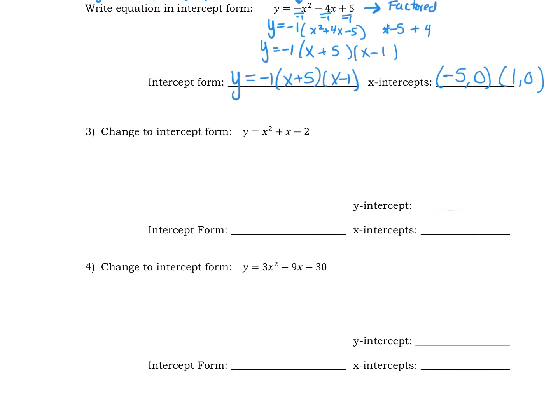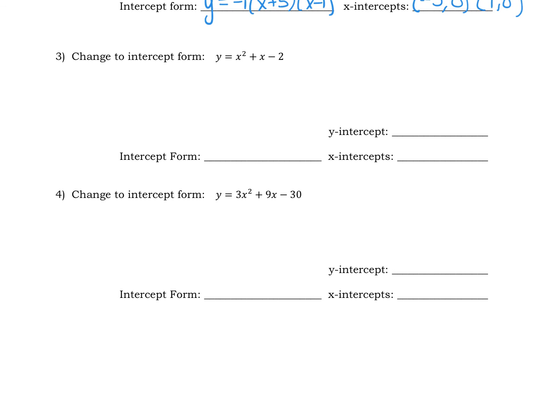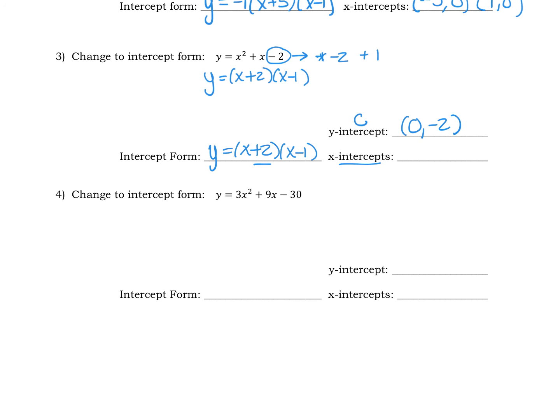All right, let's practice a little bit more of changing to intercept form. So again, I want to factor this. So I'm thinking about two numbers that multiply to -2 but add to 1. So that's going to be +2 and -1. My y-intercept comes from my c value, so I can see that that would be -2. My x-intercepts come from my factored form, so one of my x-intercepts is -2, my other is +1.